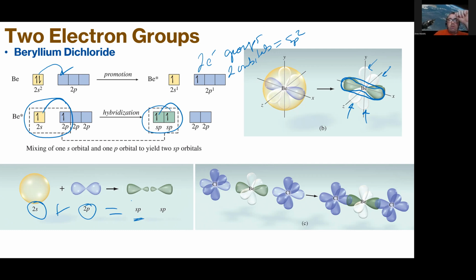Okay, this view here is showing us 2 sp orbitals at the same time, which is what we would have here with the beryllium. And each one of those will overlap with a chlorine like so, and we have a nice linear thing. So these guys are going to be linear. Remembering our goal here is to link geometry and the hybrid orbitals.